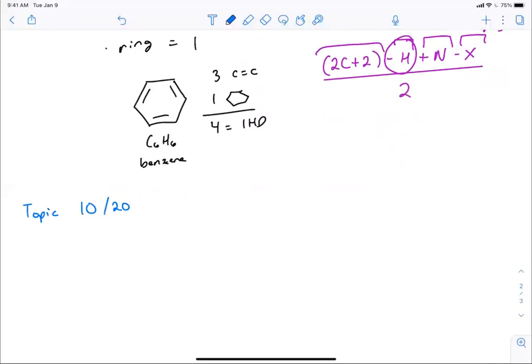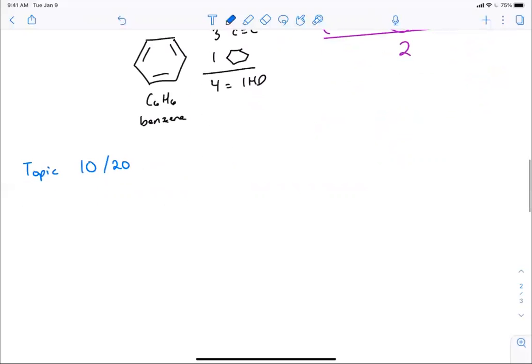Topic 10 and 20 is very light on the math as well. The only main math that I think you'd really have to see, other than general formulas and stuff like that, is combustion analysis to find empirical formula.